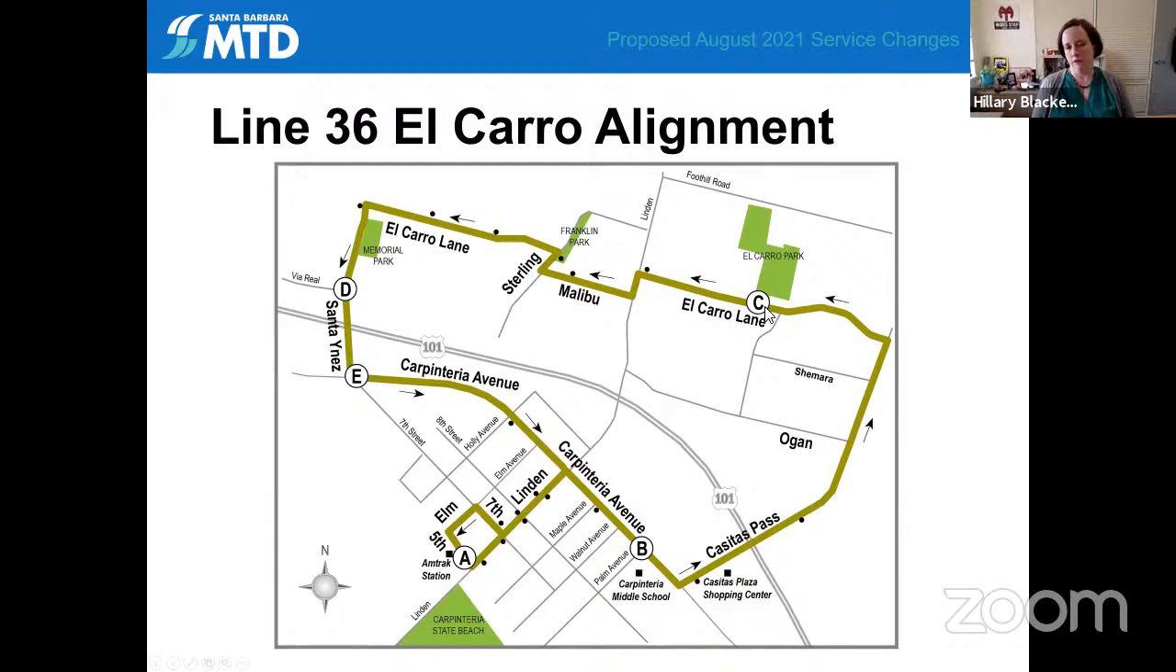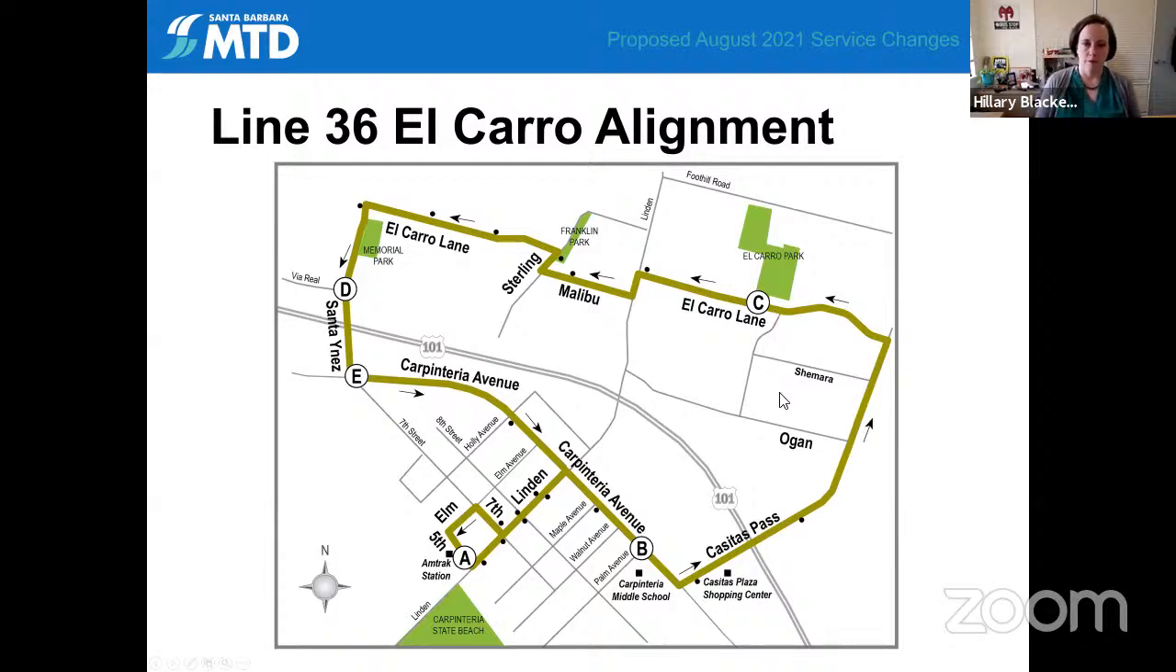Obviously, one of the issues here is that these stops are very far apart, the one on Casitas Pass and the one on El Carro Lane. And there's not really any space in between, any good places for a stop. So this would mean there wouldn't be a stop in this part of the neighborhood. So if you live on Ogun, it's kind of a schlep either way.